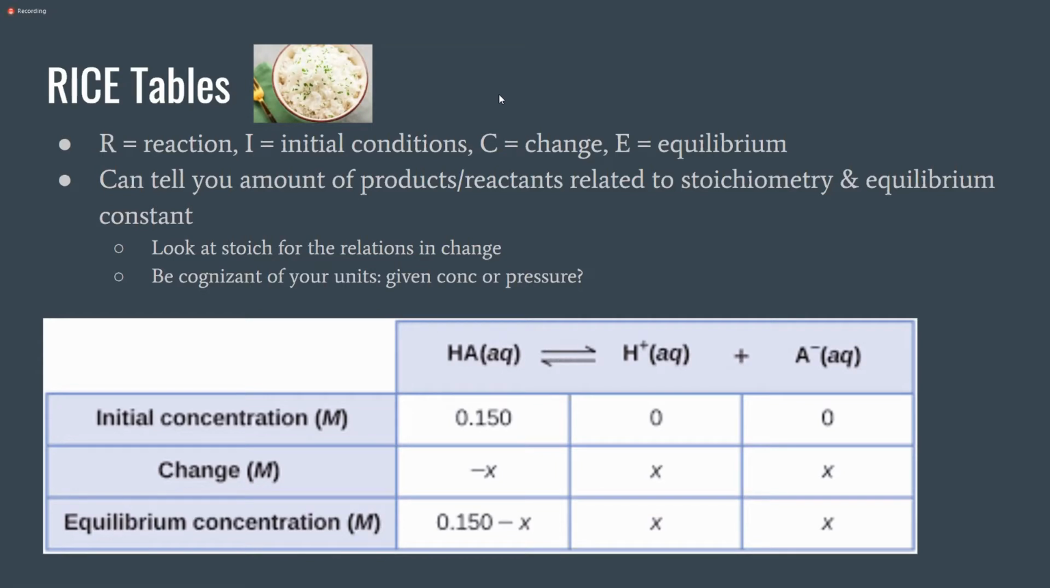So are you given concentrations? Are you given pressures? Another important thing with RICE tables is that sometimes you may have a solid or a liquid in the reaction, which doesn't necessarily show up in the K equilibrium or Kc, right? Because they don't have concentrations, they don't have pressures. But they're still being used up or made in the reaction. And you should use moles to see what's going to happen to their relative amounts.